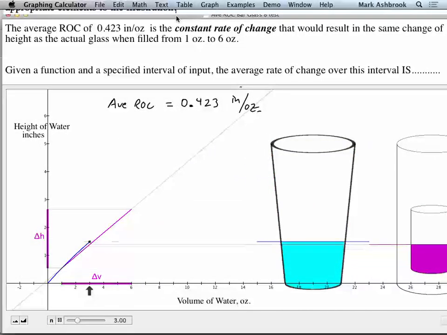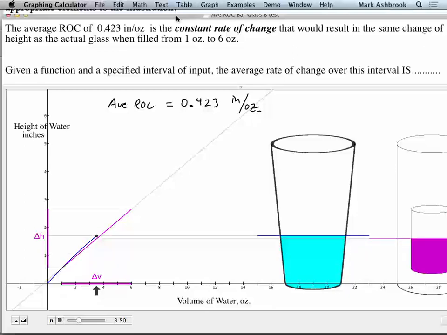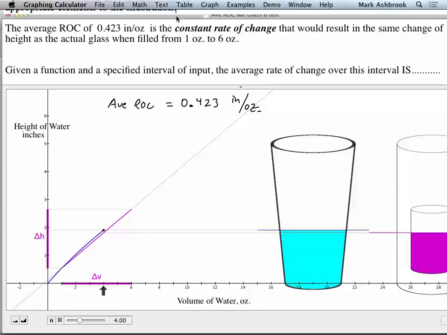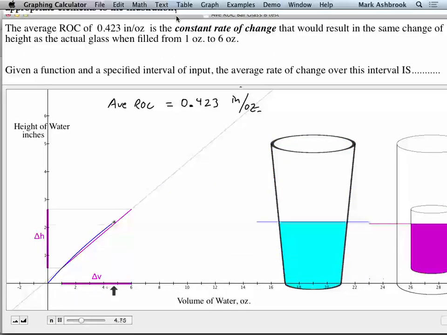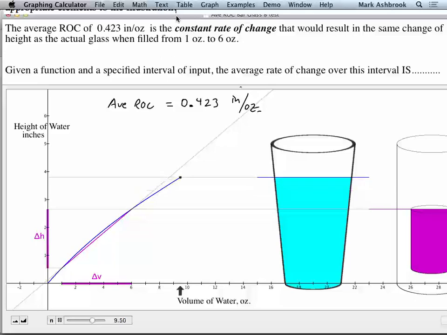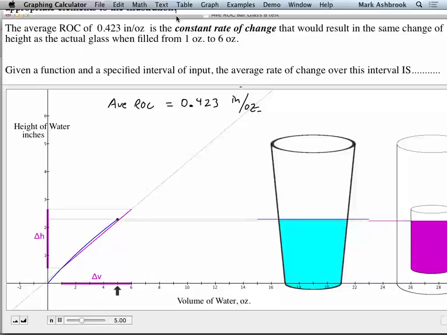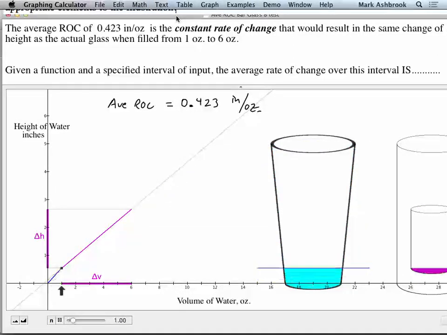So here's how I'm going to start it. Given a function and a specified interval of input, the average rate of change over this interval is what? So given a function and a specified interval of input, for instance here, this change in volume, the average rate of change over the interval is, who could give me something? Good. First and foremost, average rate of change is... That's how you calculate it.